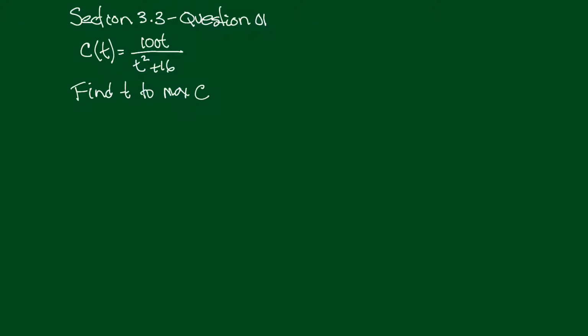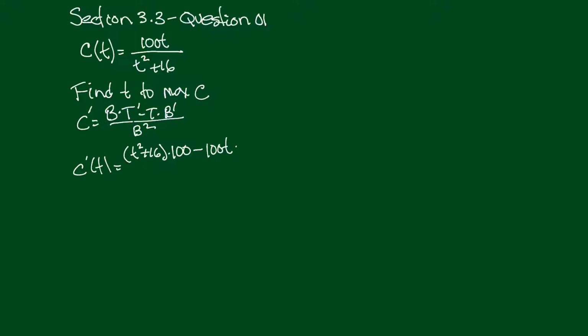So we know how to maximize functions. We need the derivative. Now we're going to get C prime here, and it's a quotient, so I'll use the quotient rule. Here's the template: bottom times the derivative of the top minus the top times the derivative of the bottom, all over the bottom squared. So let's see what we get here. C prime of t is the bottom quantity, t squared plus 16, times the derivative of the top, 100, minus the top, 100t, times the derivative of the bottom, which is 2t, all over that bottom squared. So all over the quantity t squared plus 16 squared.